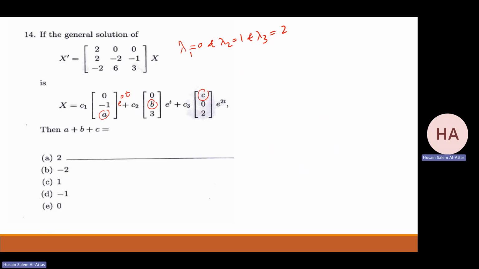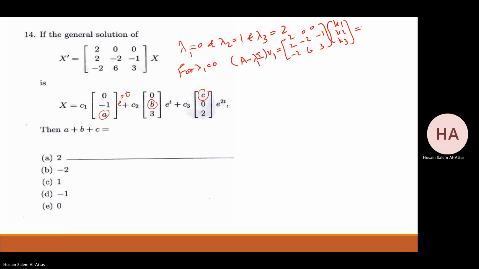Since I have only one value there, I will tell you a trick to do. So now for lambda 1 equals 0, I will do A minus lambda 1 I times V1. Let me say V1 is A, B, C, or K1, K2, K3, something like this. So I have what? 2, 0, 0, 2, minus 2, minus 1, minus 2, 6, 3, times K1, K2, K3. That should be equal to 0, 0, 0.